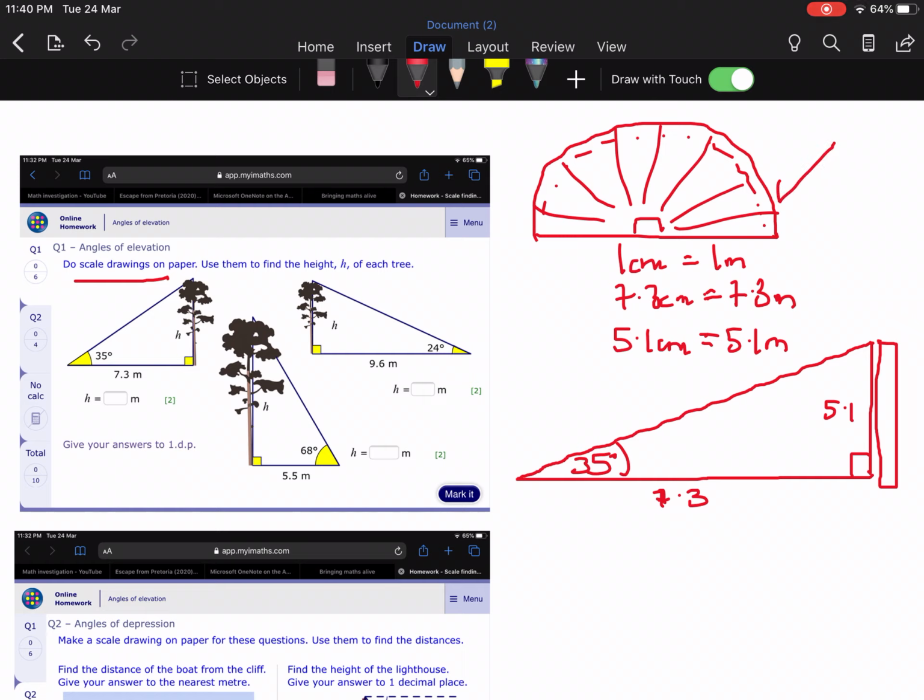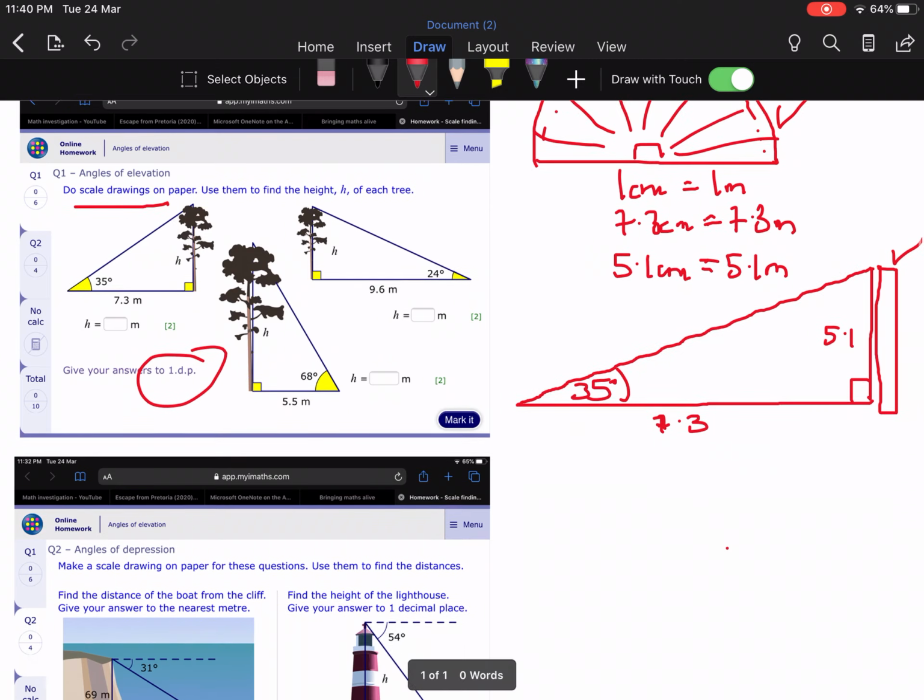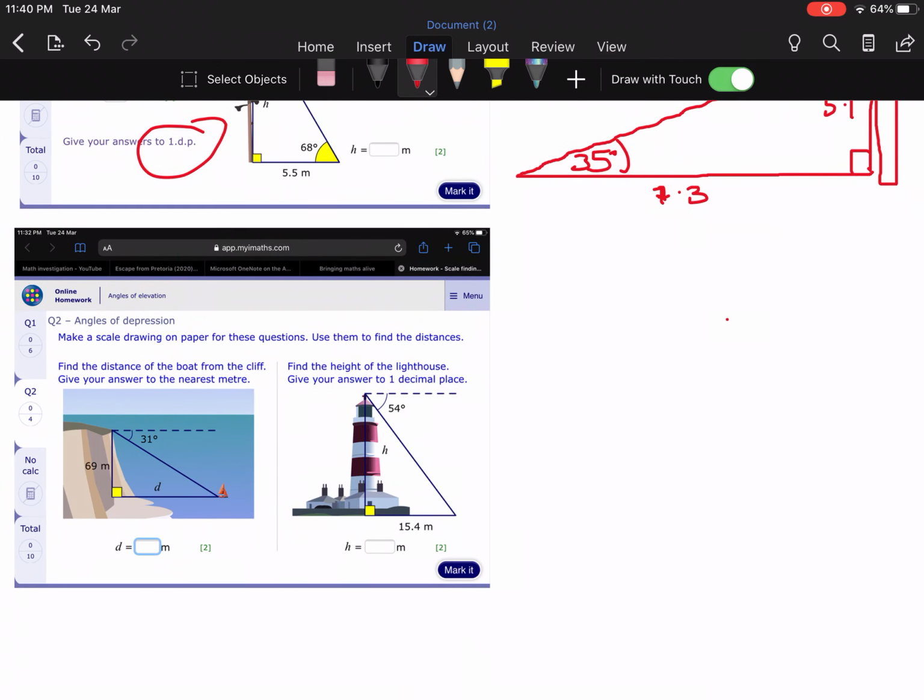You've got to have a protractor, you've got to have a ruler, and you've got to draw accurate triangles and then measure it. And it says give your answers to 1 decimal place. Now the same for this one. What you got to remember is, it's got a fancy word here, this is the angle of depression that it's talking about. But if you remember back to grade 6 doing angles, what do you see here? You see a Z-shaped angle. So this angle is the same as this angle.